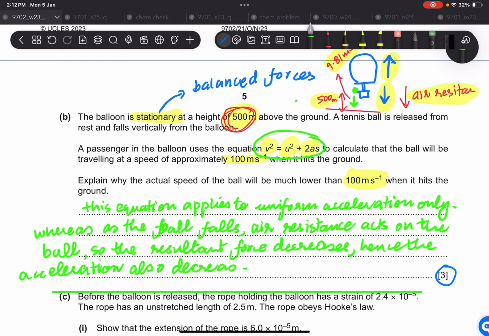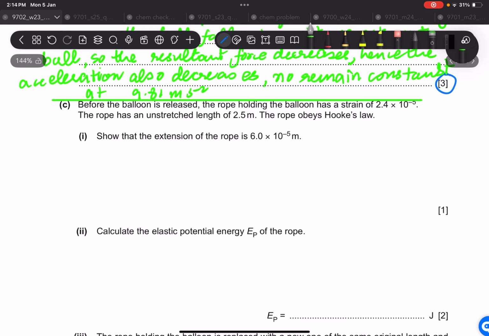ठीक है? This equation applies to uniform acceleration, whereas the ball falls, air resistance is going to act on it, so the resultant force is going to decrease, so the acceleration is also going to decrease, not remain constant at 9.81 meters per second square. That's all. Moving to the next part.